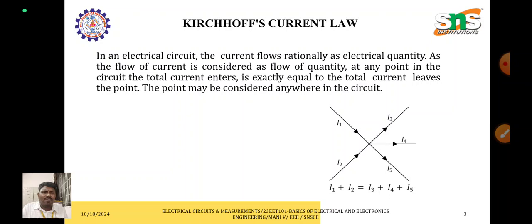So Kirchhoff's current law states that in a junction or in a node, that is the main point, the sum of entering current is equal to the sum of leaving current. So at a particular junction, the current which is entering and the current which is leaving are both equal. Or it may be called the algebraic sum of current in a junction or in a node, which is zero. So this is nothing but Kirchhoff's current law.